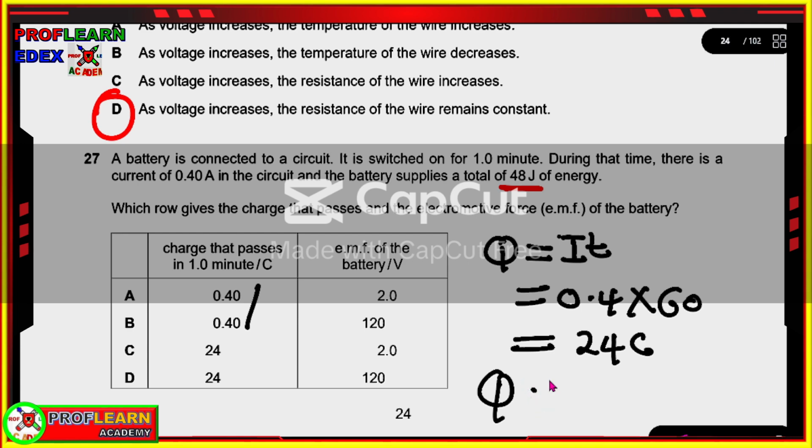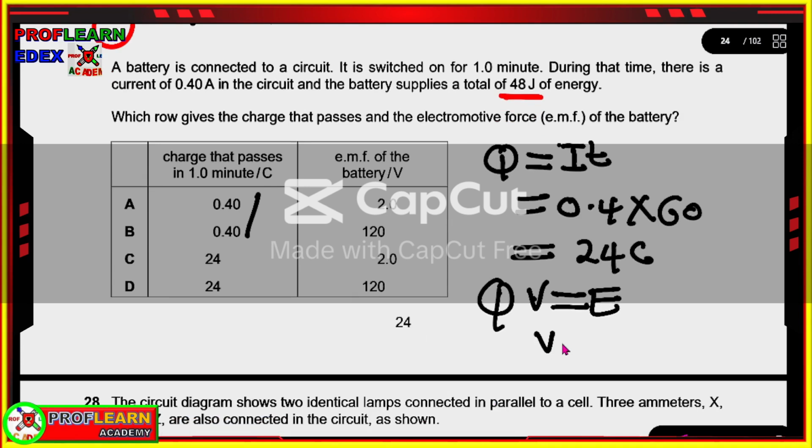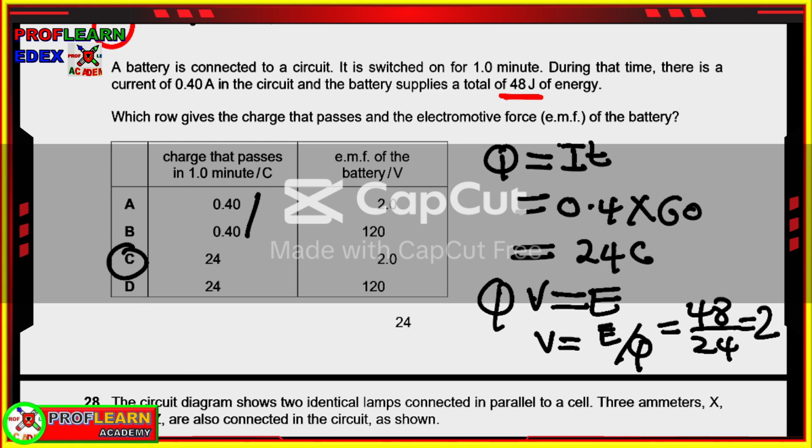Charge times voltage will give us energy. We can also use that formula at that given point. So we can say voltage is equal to energy over the charge, which is going to be 48 over 24, and that translates to 2. So the correct answer becomes C.